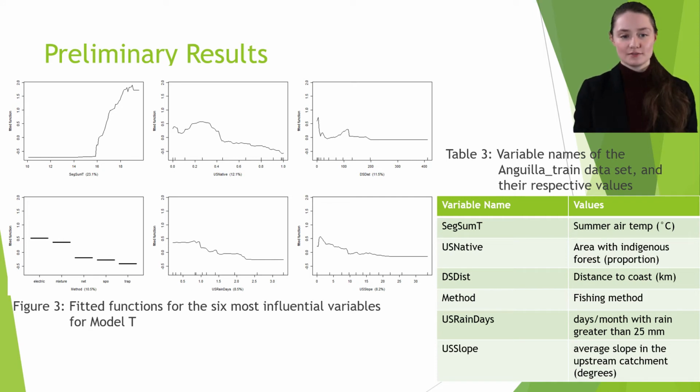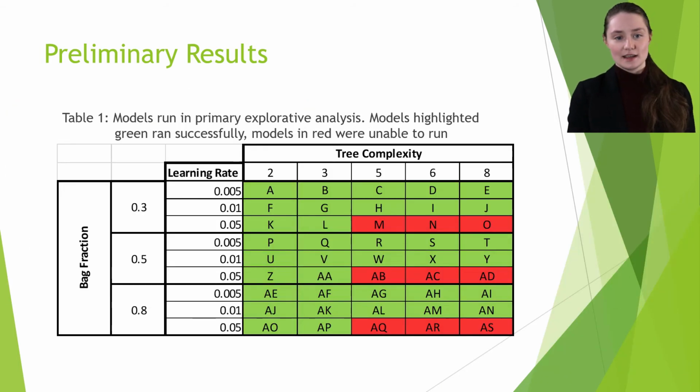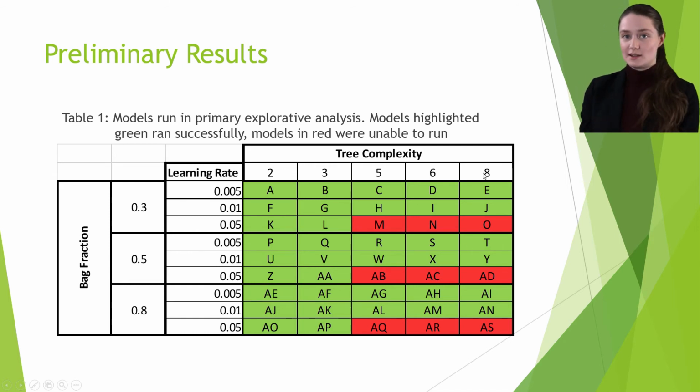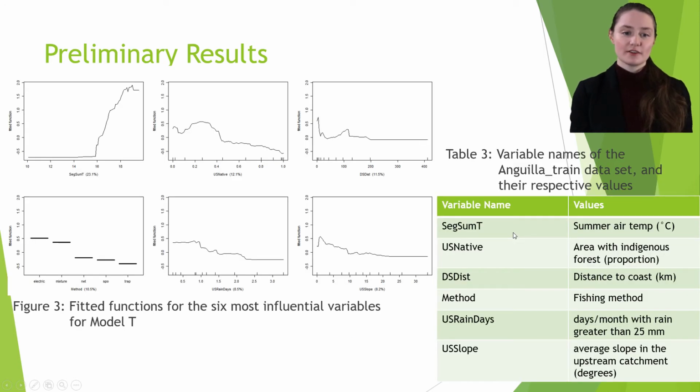So here I've plotted the fitted functions for the 6 most influential independent variables for Model T. Model T had a bag fraction of 0.5, a learning rate of 0.005, and a tree complexity of 8. So these fitted functions can be used to interpret the model that was produced.